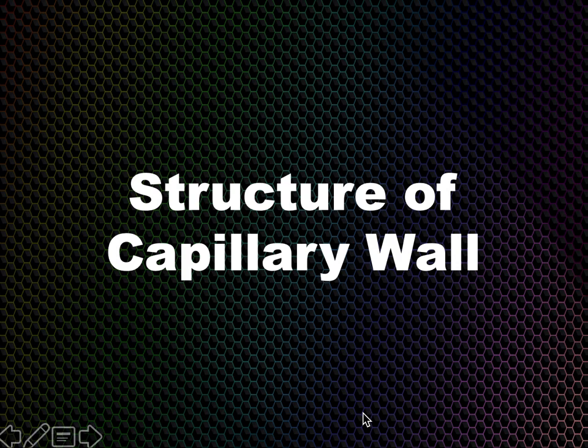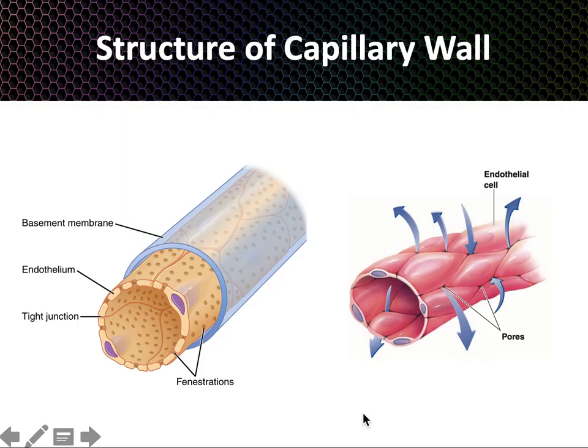So let's now learn the structure of the capillary wall. This is again a schematic diagram showing a capillary wall. Capillaries are made up of a unicellular layer of endothelial cells, which is surrounded by a thin basement membrane on the outside of the capillary. Now, tell me one thing. There are these endothelial cells and basement membranes. Which is more permeable? Are the endothelial cells more permeable or the basement membrane? Let's think.